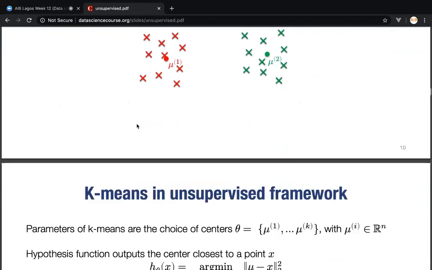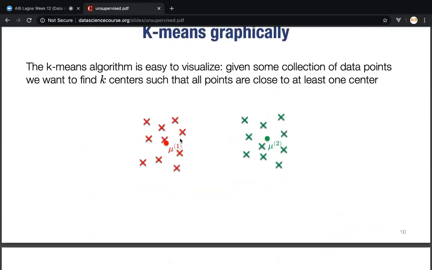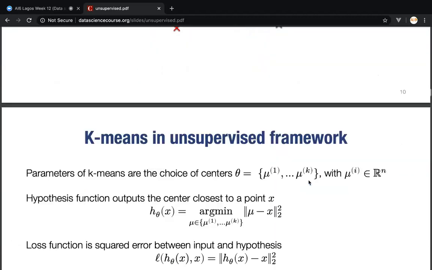So, how do we go about creating this, choosing these centers? How do we go about creating our clusters for a given data set? You would want to define your parameters, and your parameters are these centers, mu. So you can define the number of centers that you want for this particular problem you want to solve.